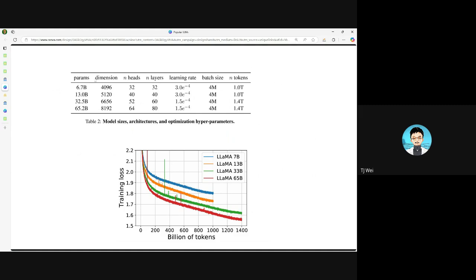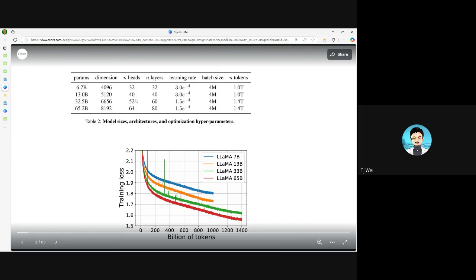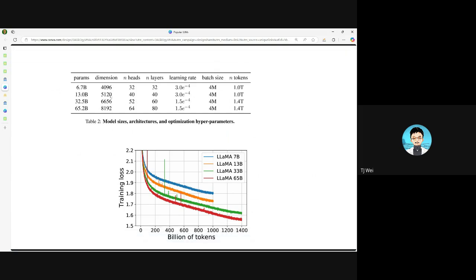And also, these parameters are the transformer parameters, like the dimension, heads, and layers. Like how many heads does it have, multi-heads, and what is the dimension you use for the KQV things.